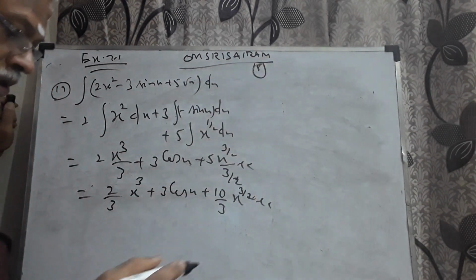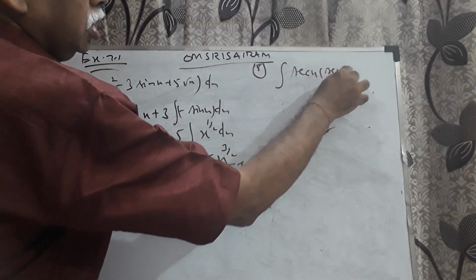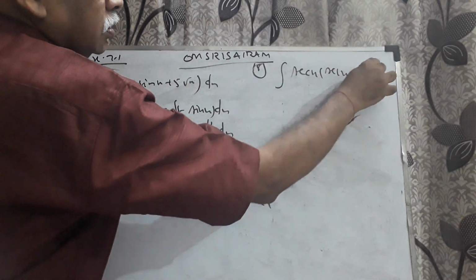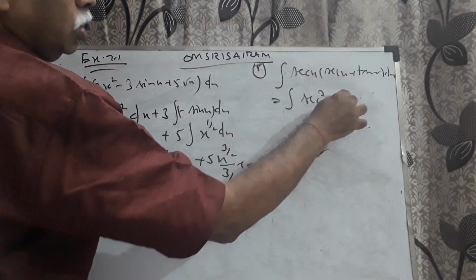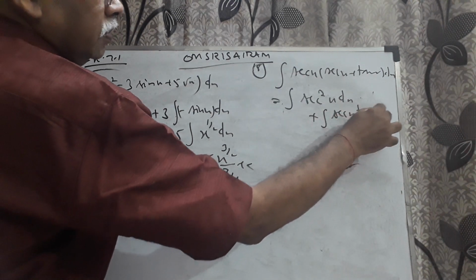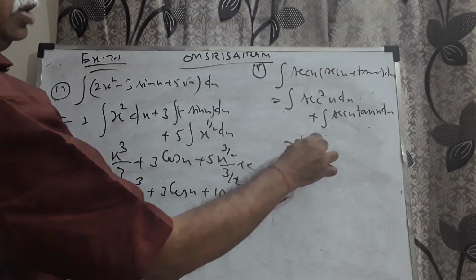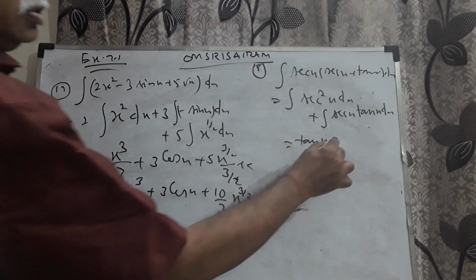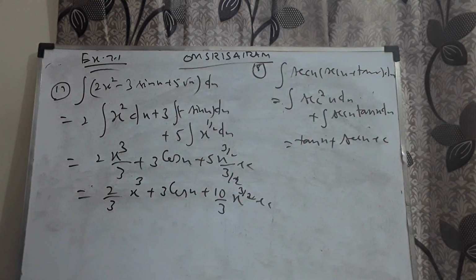Now 18th one, integral secant x into secant x plus tan x dx. Multiply this inside, I mean to say secant square x dx plus integral secant x tan x dx. For integral secant square x, it is tan x. For integral secant x tan x, it is secant x plus c. The final answer is tan x plus secant x plus c.